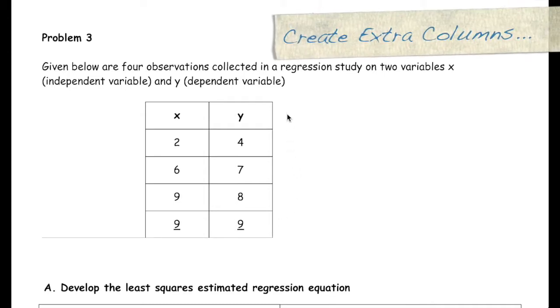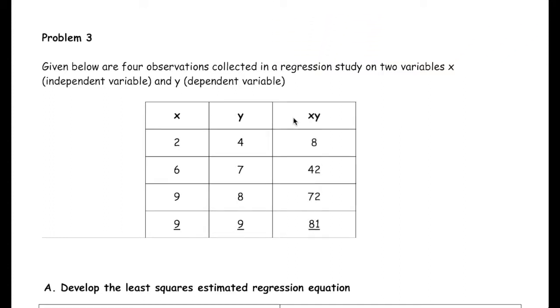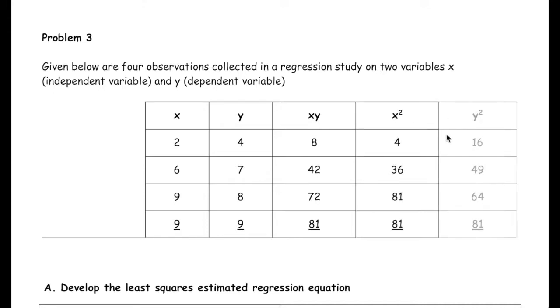In order to do that, in the question itself, I'd encourage you to create 3 extra columns. One for xy, one for x squared, and one for y squared. So in the xy column, we're simply going to be multiplying the paired observations. So 2 times 4 is 8, 6 times 7 is 42, 9 times 8 is 72, and 9 times 9 is 81. In the column over, we're going to be squaring the values of x. So 2 squared, 6 squared, 9 squared, and so on. And then finally, we've created a column for y squared, and here we're obviously squaring the y values.